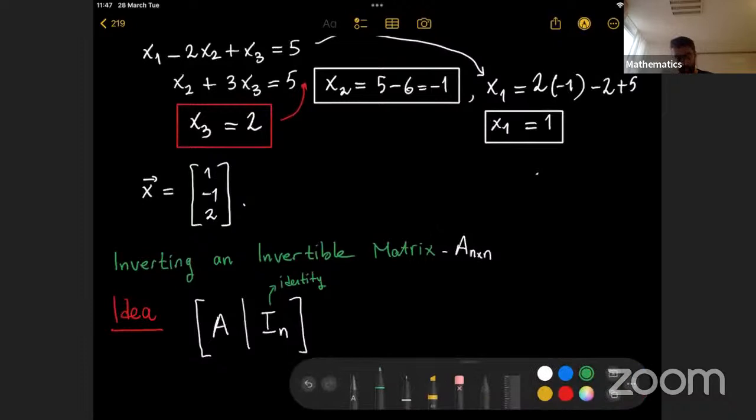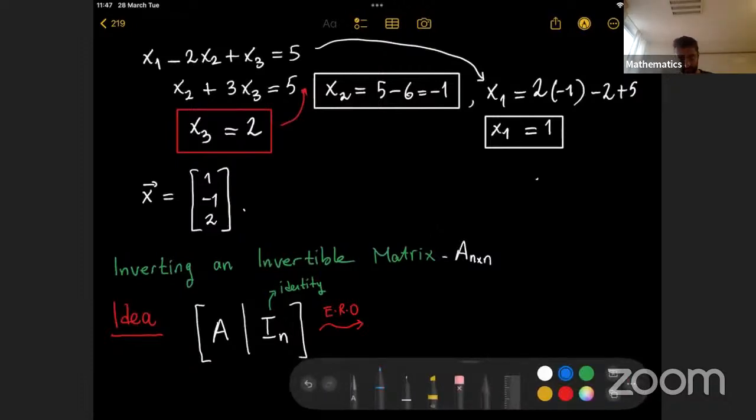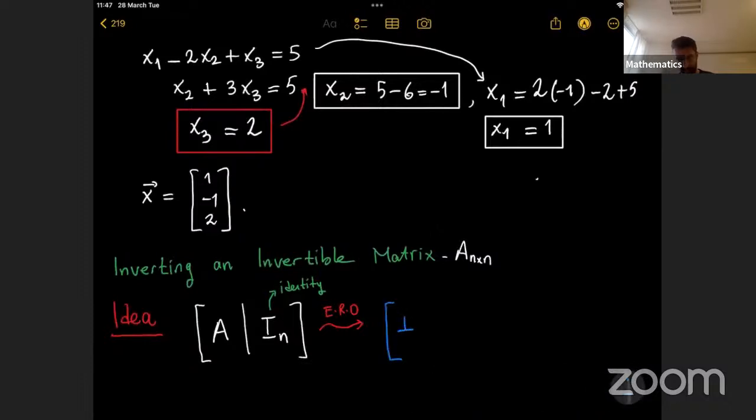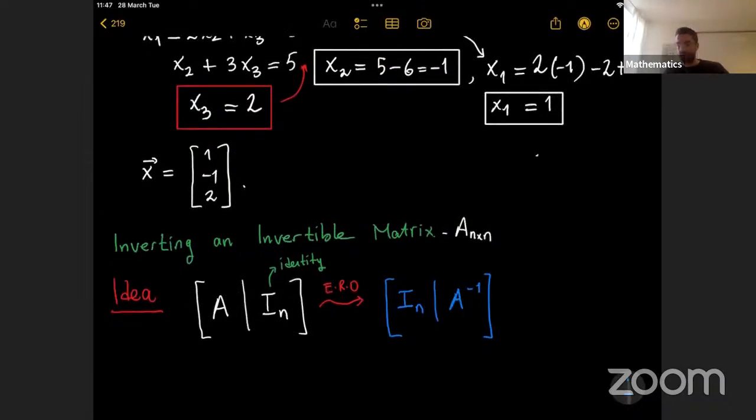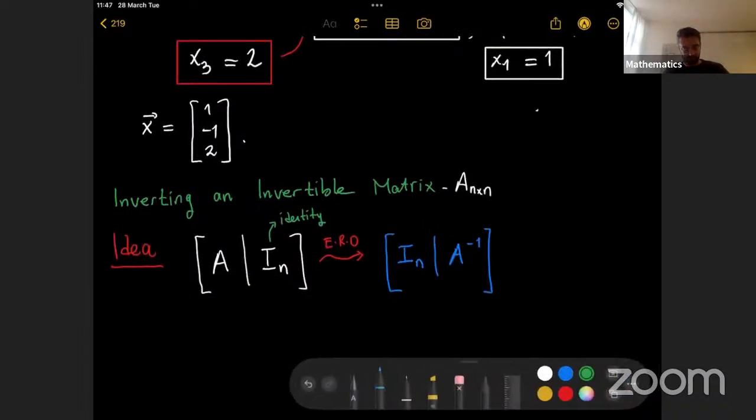Using elementary row operations on A, if your A is invertible, you can always get to that form. On the left-hand side, you will have identity, and on the right-hand side, you will get the inverse. So basically, you reduce your A into REF. The REF will be identity in that case for an invertible matrix, and next to identity, you will get the inverse. Let's do an example and see how this works.